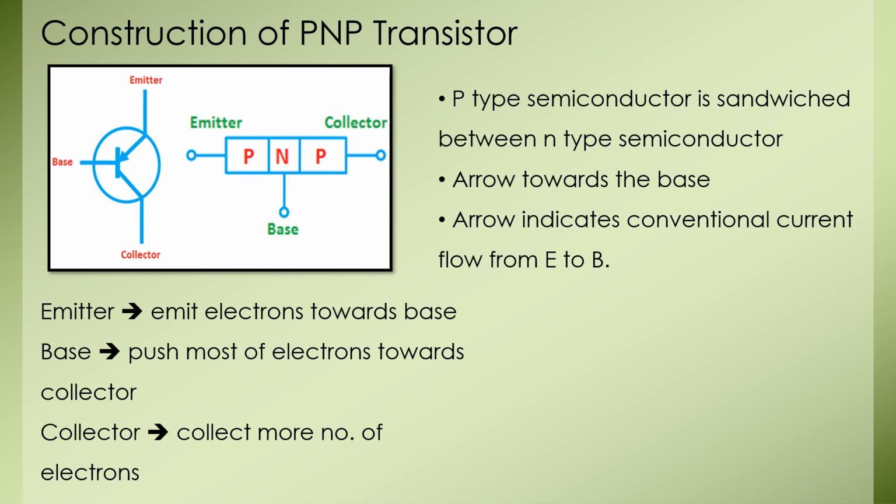Okay. This is the construction of the PNP transistor. Like the NPN transistor, the semiconductor is sandwiched between two others. The arrow is towards the base. The arrow indicates conventional current flow from emitter to base. The emitter emits carriers towards the base. Then the base pushes most of the collected carriers towards the collector, and the collector collects a large number of them.